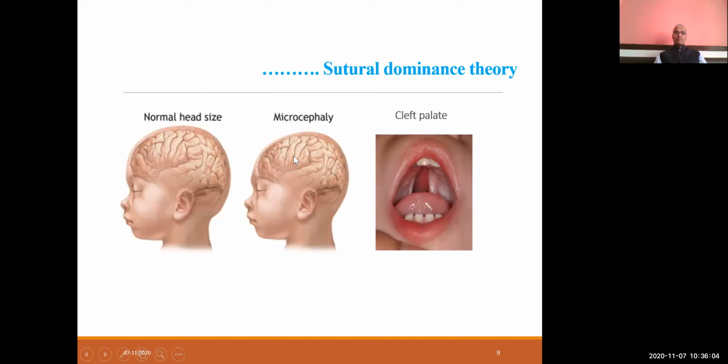Like here, this is microcephaly. Here the size of the skull is small, and this is a normal head size. Here, if sutures play a primary role, it should grow normally like the normal head. Here, these are cleft palate patients. In cleft palate there is absence of suture. In spite of absence of suture, the palate grows. So these are unfavorable for the sutural growth theory.